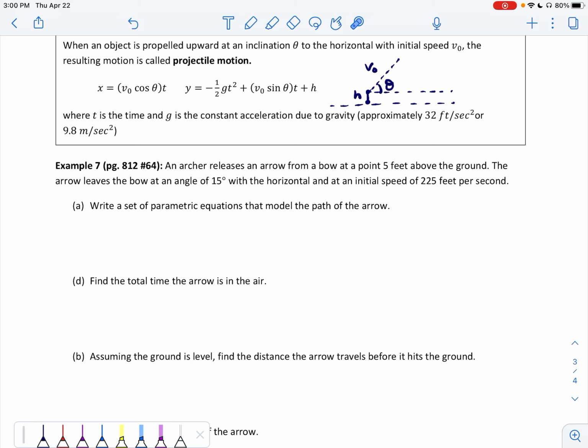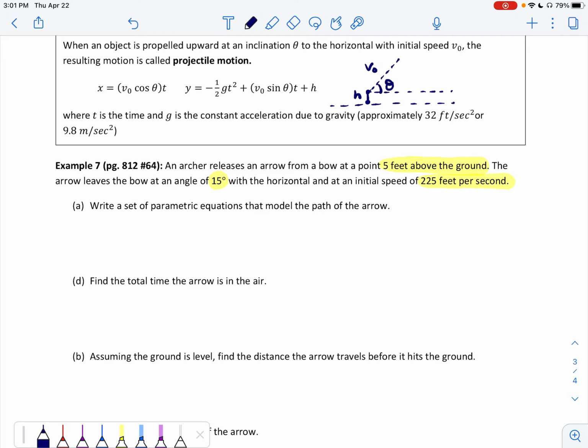So it says an archer releases an arrow from a bow at 5 feet above the ground. The arrow leaves the bow at an angle of 15 degrees with the horizontal at an initial speed of 225 feet per second. Okay, so we have all the pieces that we need to build our parametric equations.